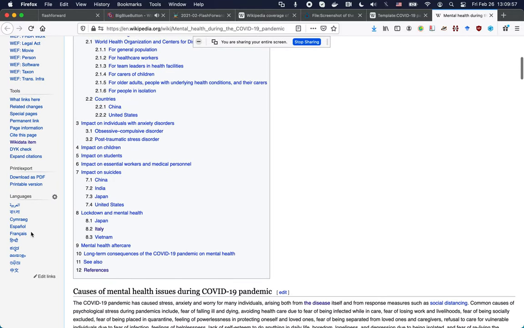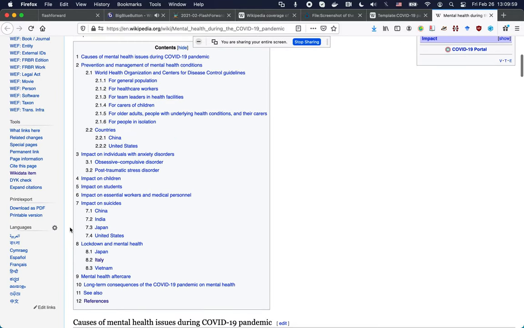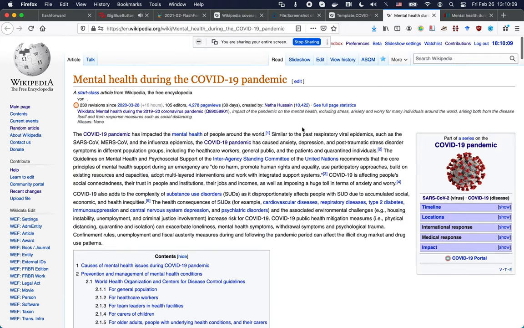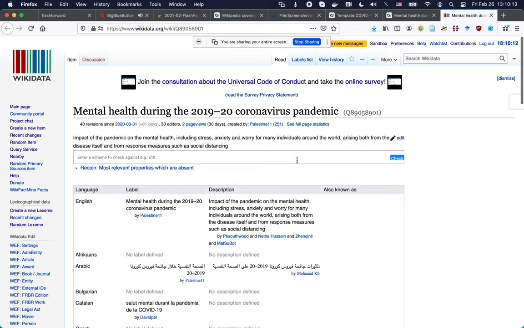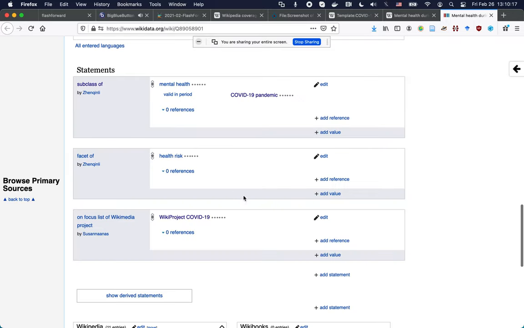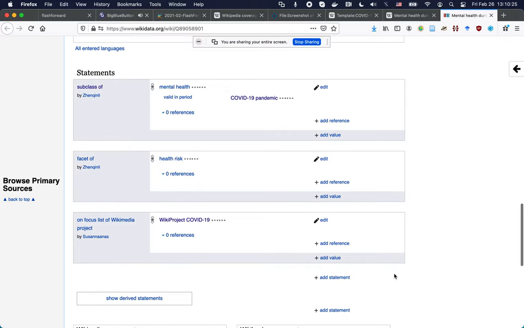You see this exists in about 10 languages. Also, like on any Wikipedia article, you can get from here to the Wikidata item about this. So here you have basically full text, free text, and here on Wikidata you have structured information about this. Not a lot of structured information here, it's just a subclass of mental health, it's a facet of a health risk. So this could be really made much more detailed.